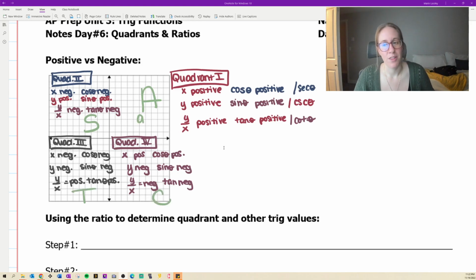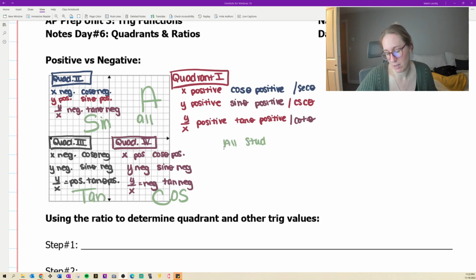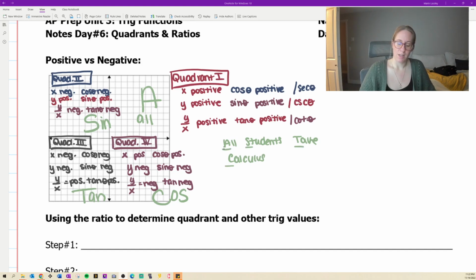All things are positive. S, just sine is positive. T, just tangent is positive. C, just cosine. And it's "All Students Take Calculus." A, S, T, C.